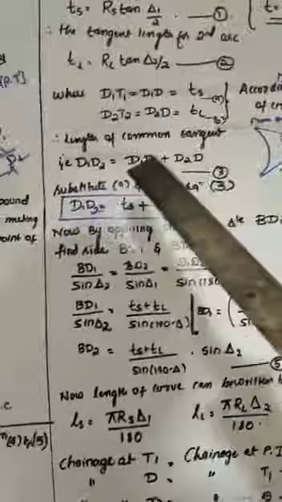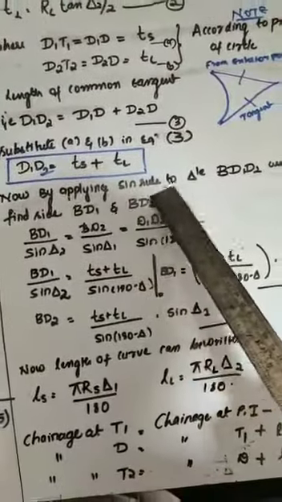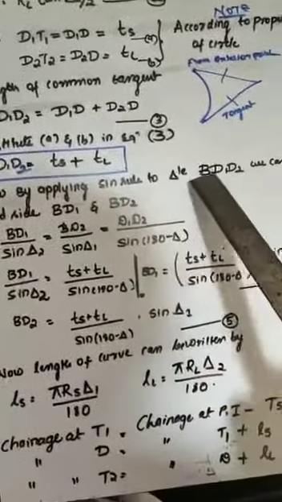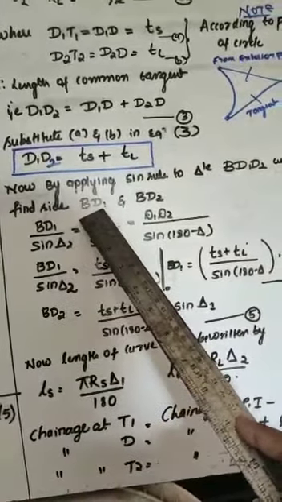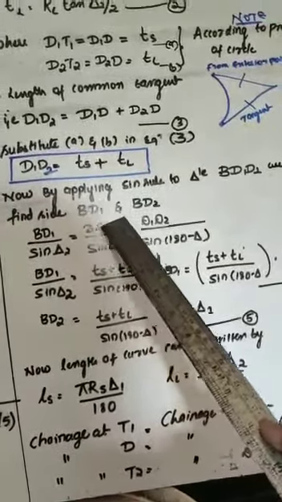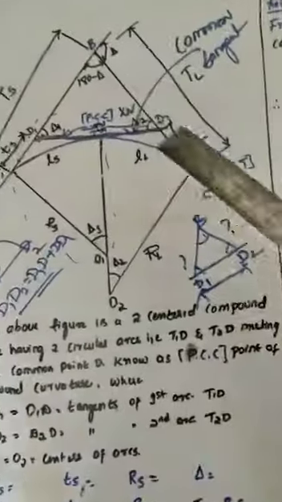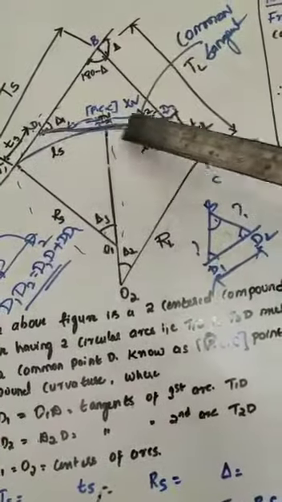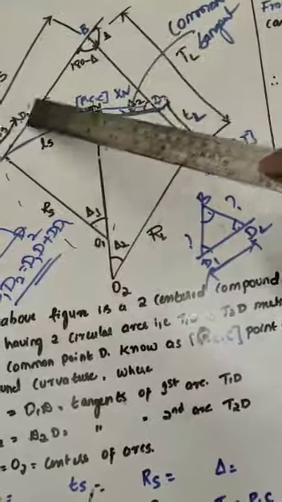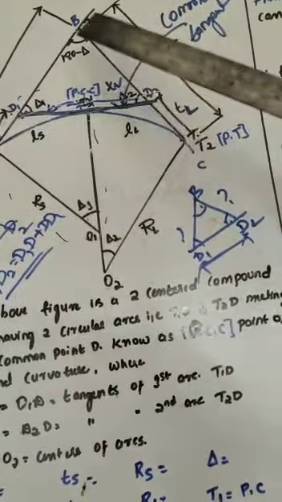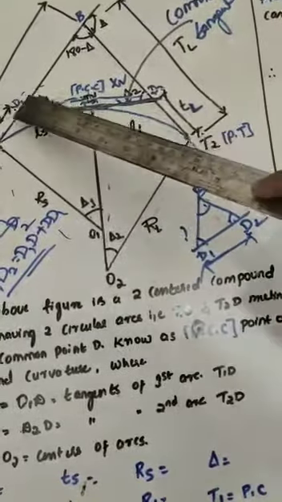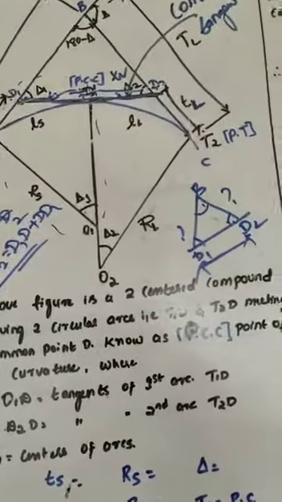Sine rule, and we are going to find out the remaining sides. That is, by applying the sine rule to the triangle BD1D2, we can find sides BD1 and BD2, because this side and the interior three angles are known.